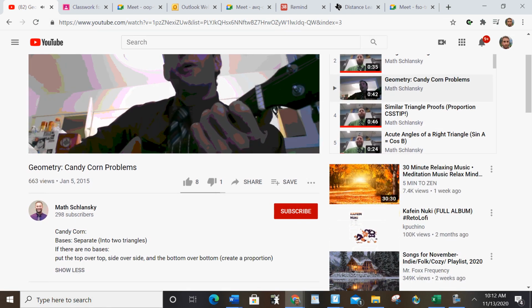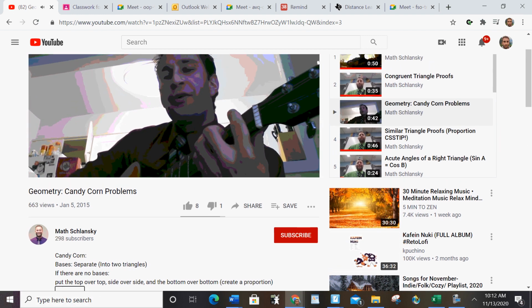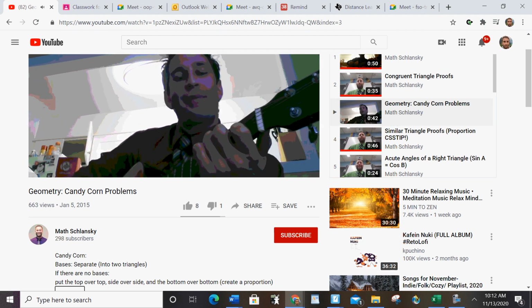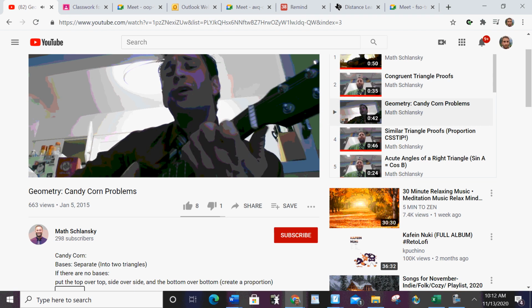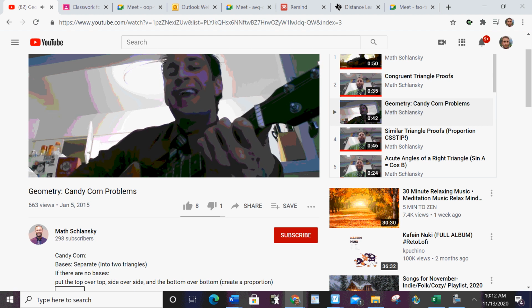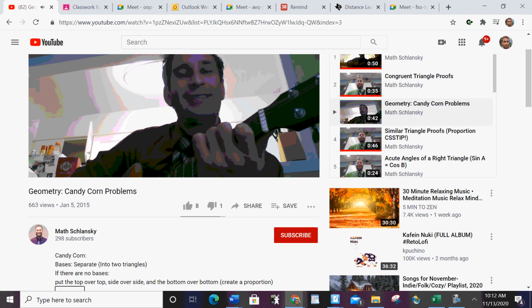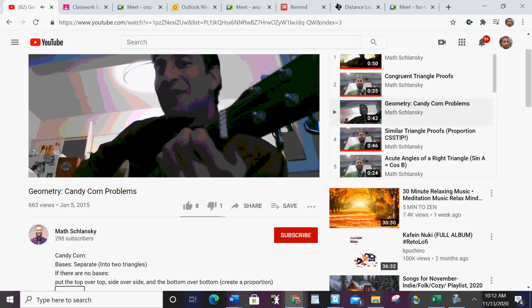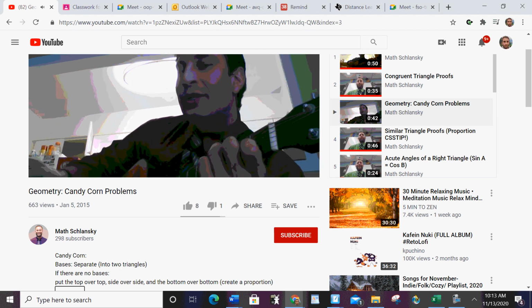Candy corn bases separate if there are no bases. Put the top over top, side over side, and the bottom over bottom.